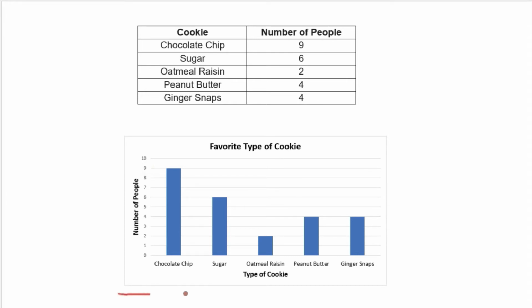The nice thing about a bar graph is it makes it very easy to compare, in this case, the different types of cookies. At a glance, you can see that chocolate chip are definitely favored by more people than, say, oatmeal raisin, or that peanut butter cookies and ginger snap cookies are liked by the same number of people.